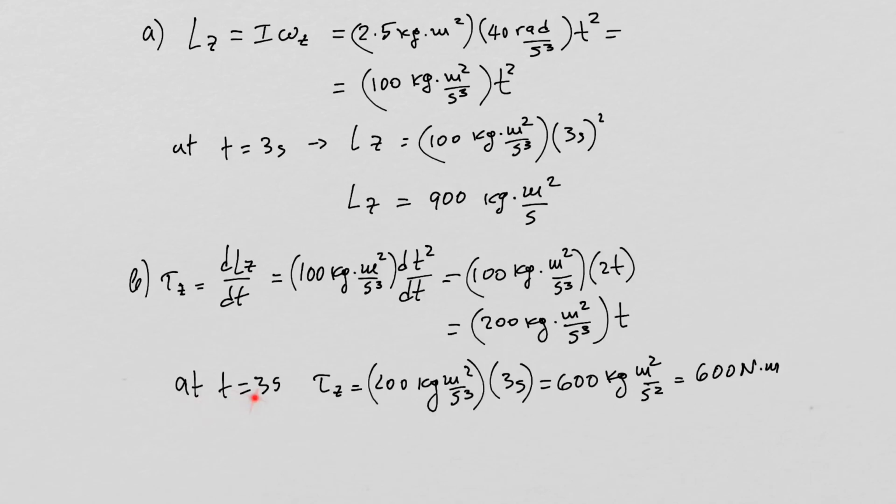So at t equal to 3 seconds, tau z is equal to 200 kilograms meters squared per second to the third power times 3 seconds, or this is 600 kilograms meters squared per second squared, or in other words, 600 Newton meters, presented in standard units for torque.